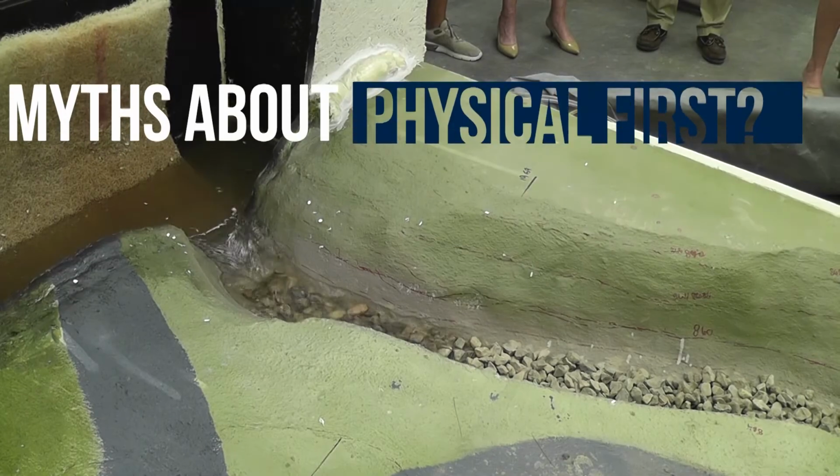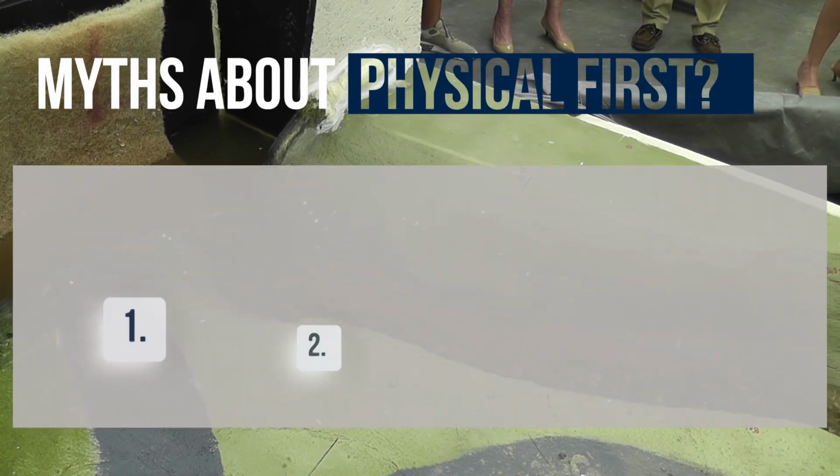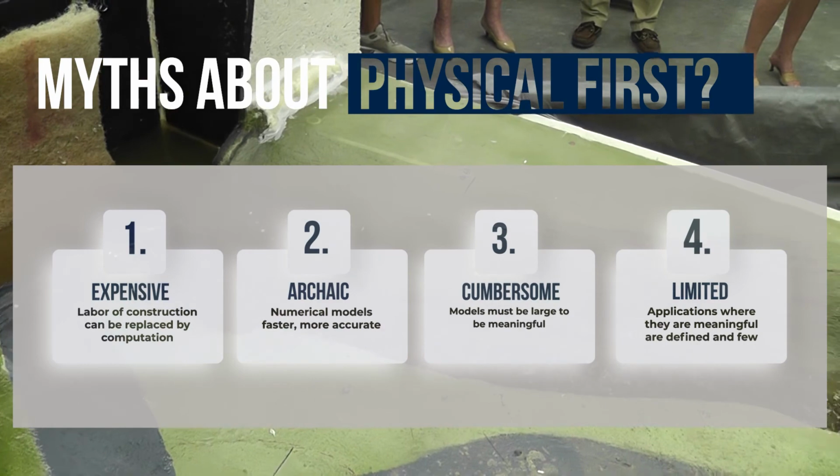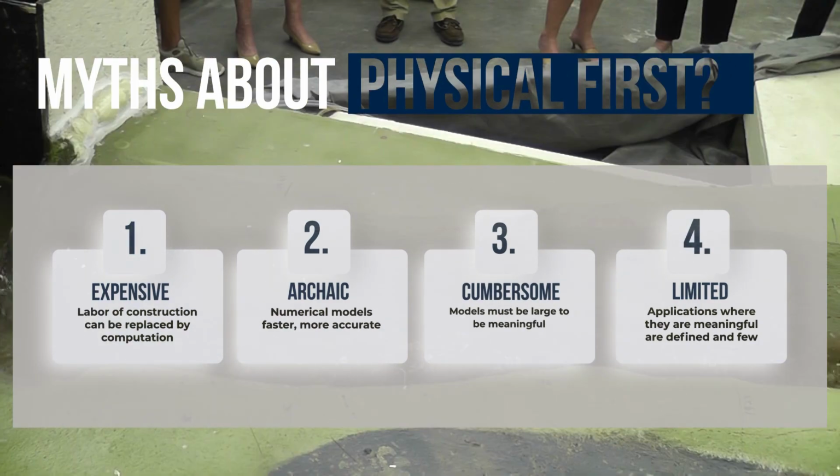So some of the myths about creating physical models right off the bat is that it's very, very expensive. A lot of folks also believe that it's old school, that we don't need to do that anymore because we have tremendously fast computers and we can model everything with computers. The models must be large and cumbersome, and you have to have big spaces to construct them. And that it's very limited in that you can't physical model every situation. And so those myths are definitely not exactly true.